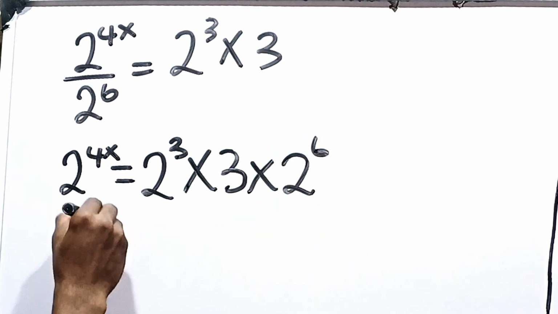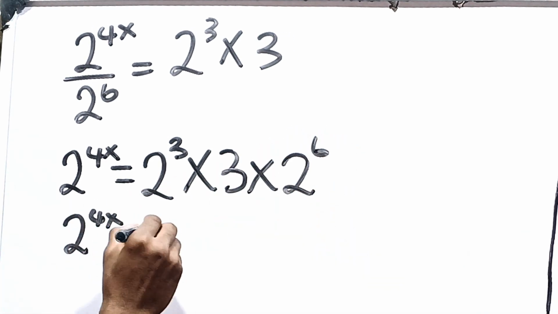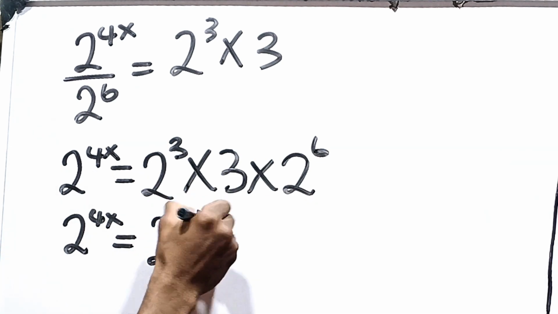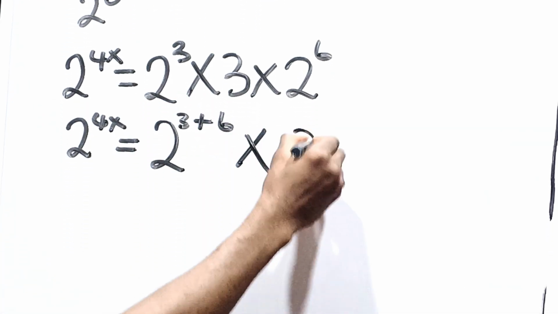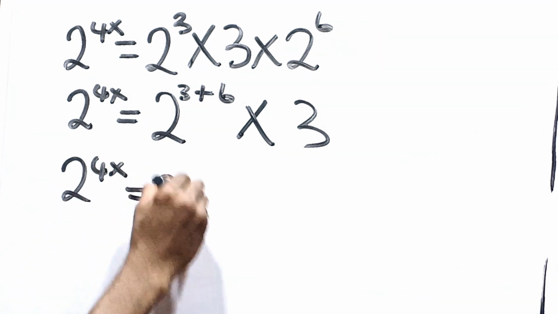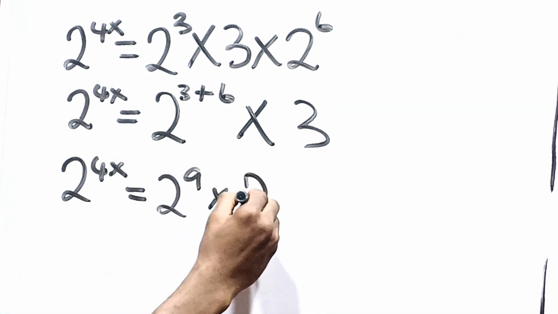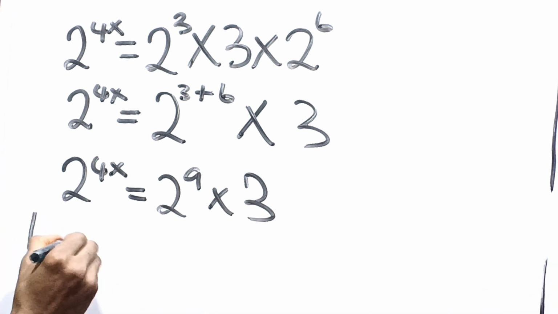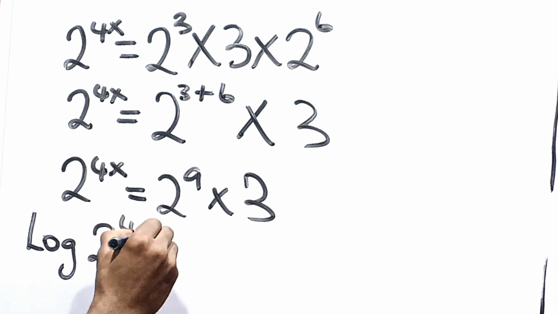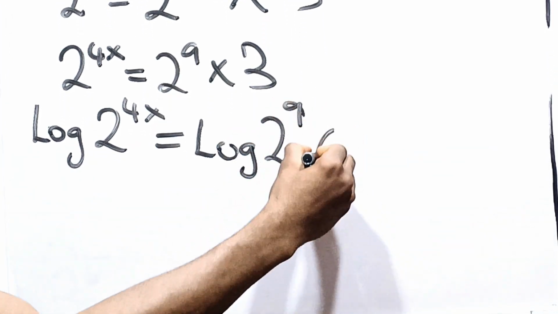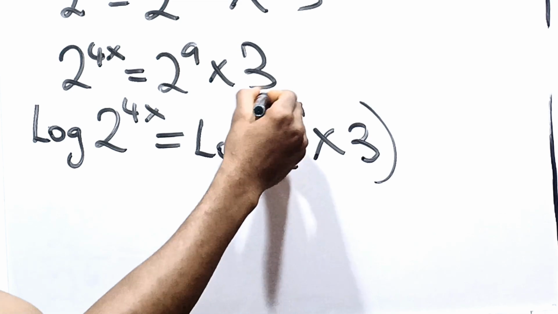Now we have 2 raised to power 4x to become equal to 2 raised to power 3 times 2 raised to power 6, which is 2 raised to power 3 plus 6, multiplied by 3. Now we have 2 raised to power 4x to be equal to 2 raised to power 9 multiplied by 3. At this point, you can say let's take the logarithm of both sides. So we take the logarithm of 2 raised to power 4x, and it's equal to the logarithm of 2 raised to power 9 multiplied by 3, together like this.